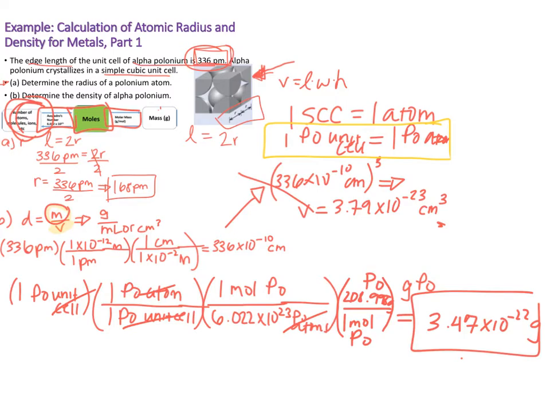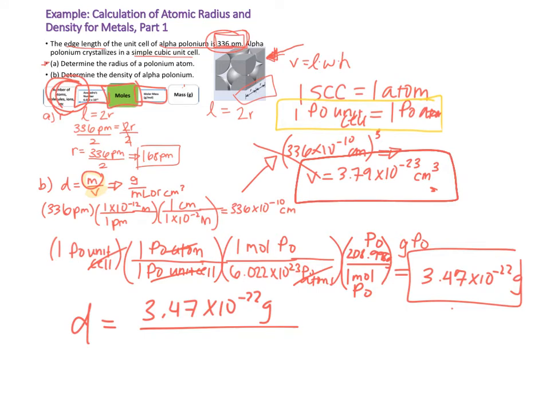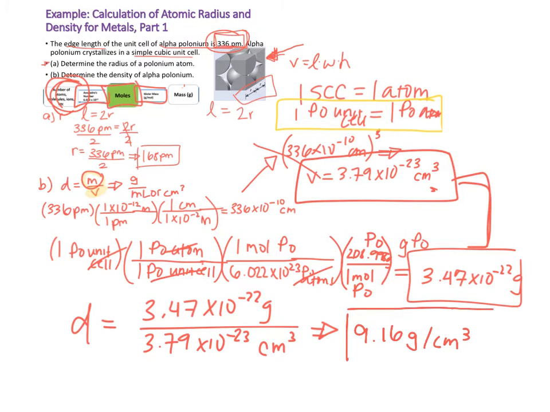Now, last part, we're about to finish. We will take this mass that we got to get density, 3.47 times 10 to the negative 22 grams, divided by our volume, which is right here. So I have the main 2 things that we need right here circled. 3.79 times 10 to the negative 23rd centimeters cubed. From here, we divide these out using our calculator, and you should get 9.16 grams per centimeter cubed. So this is our density.